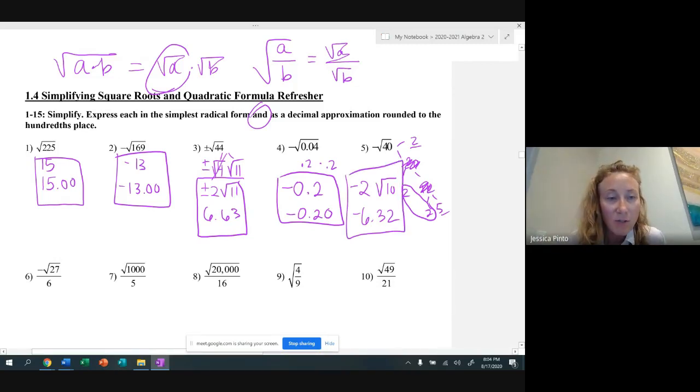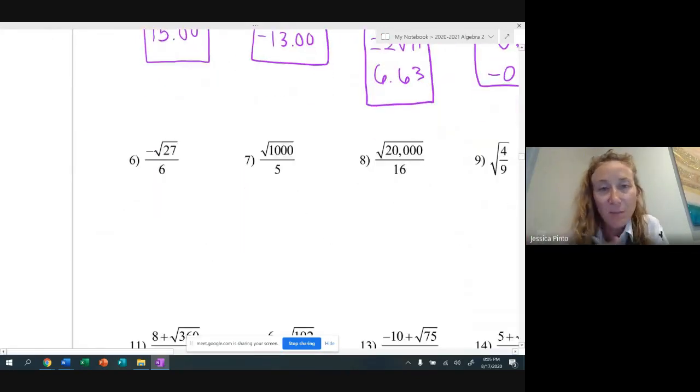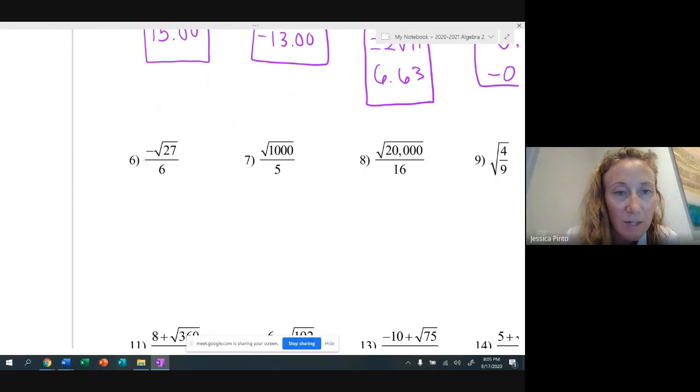So I'm going to simplify number 6 just quietly. And I want you to try to simplify the numerator. And then after you simplify the numerator, we're going to simplify the denominator. And that's what we're going to do on this next row. So 27.